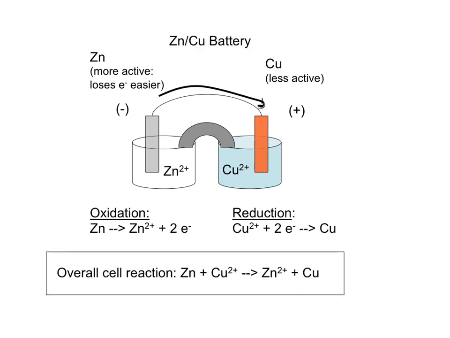Zinc loses electrons easier than copper, so the electrons will flow from the zinc to the copper. The more active metal, where oxidation occurs, is going to be the anode. The less active metal is where reduction occurs, that's going to be the cathode. Combine the two half reactions and we get the overall cell reaction.